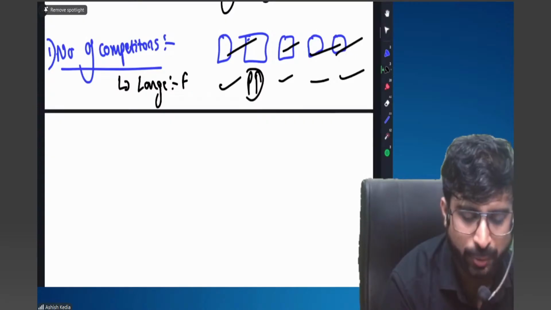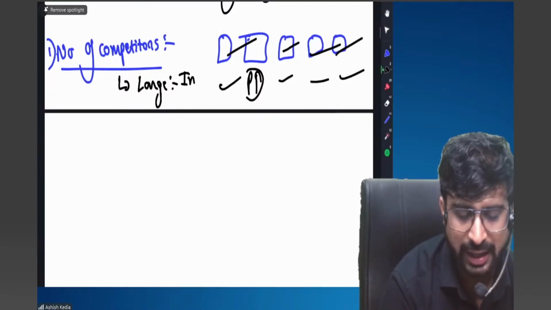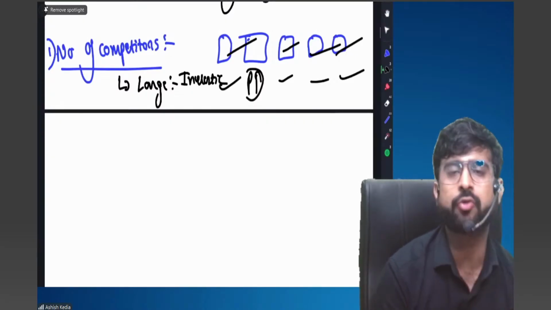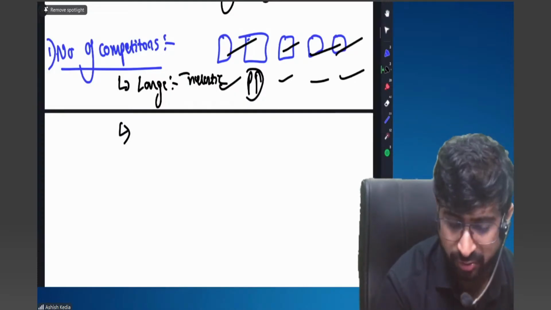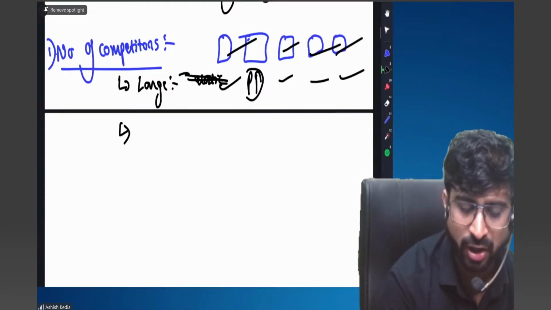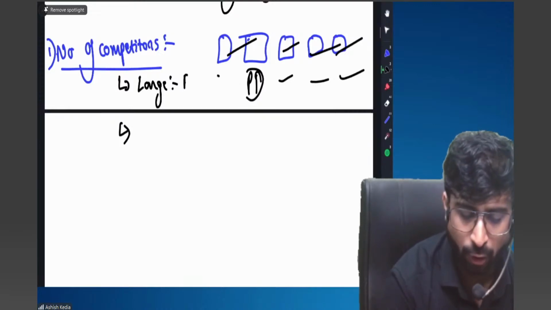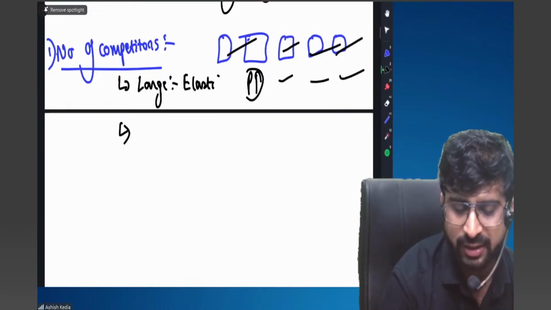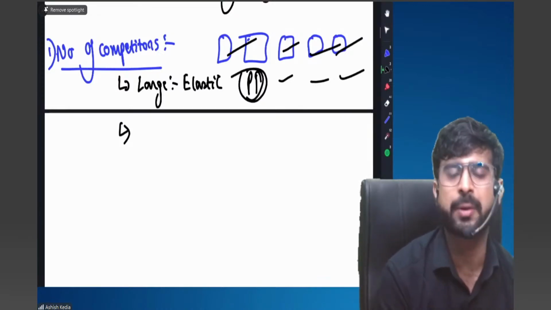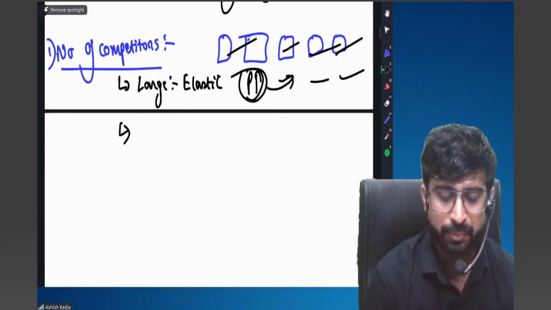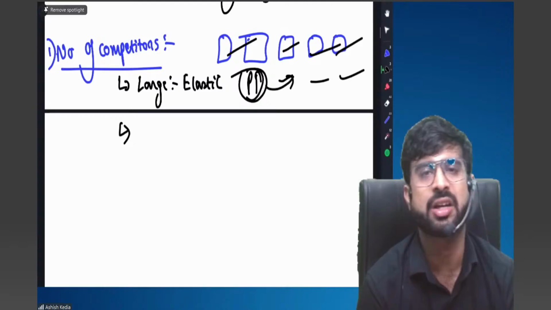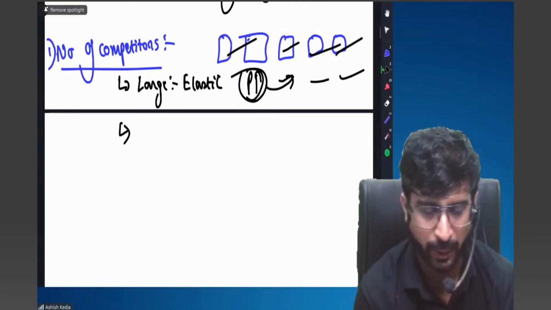So demand is said to be inelastic when there is a large number of competitors in the market. But, since it is very easy for customers to shift, you say it is elastic. From the point of view of the consumer, it is elastic because as soon as the producer raises the price, the consumer will shift to another producer. In demand, we talk from the consumer's perspective only.